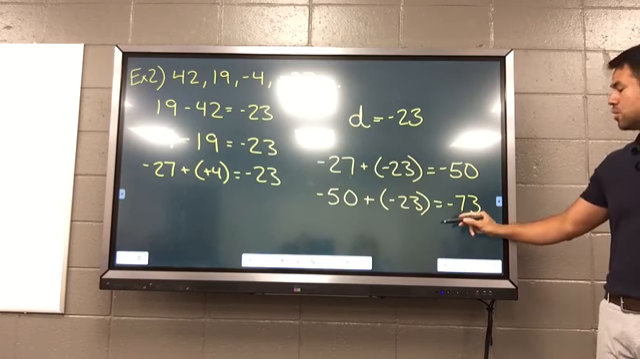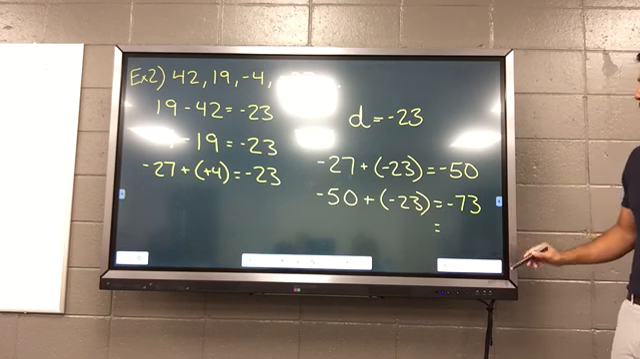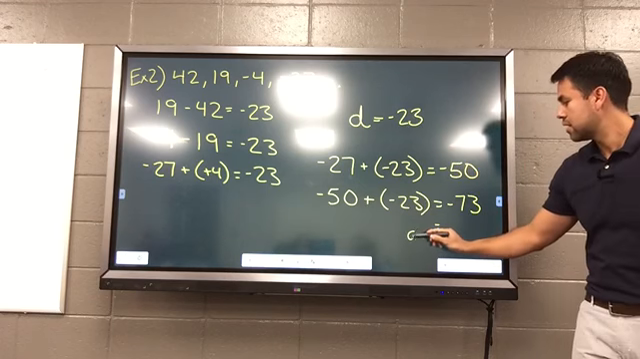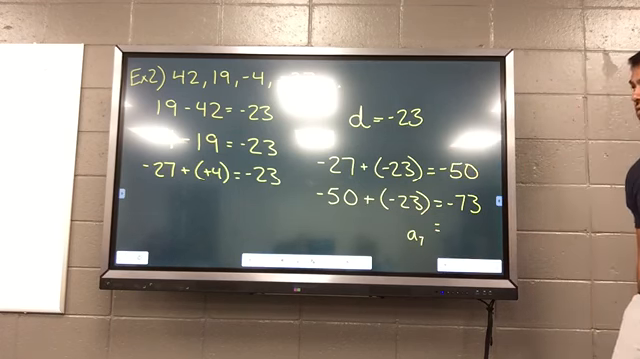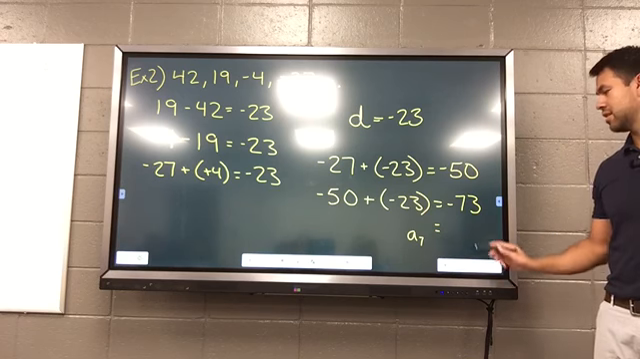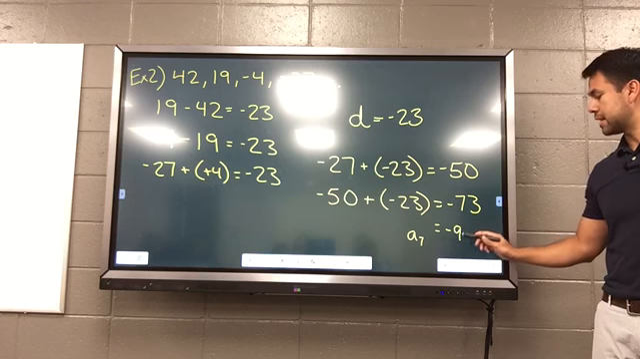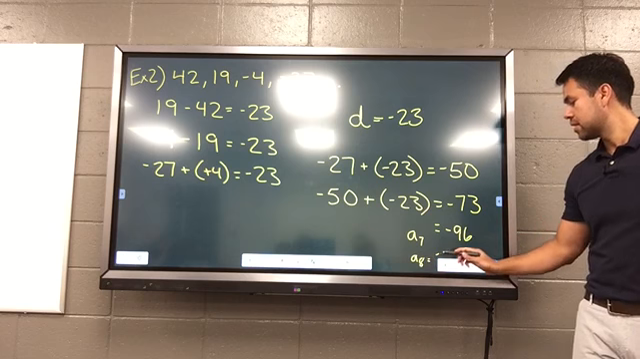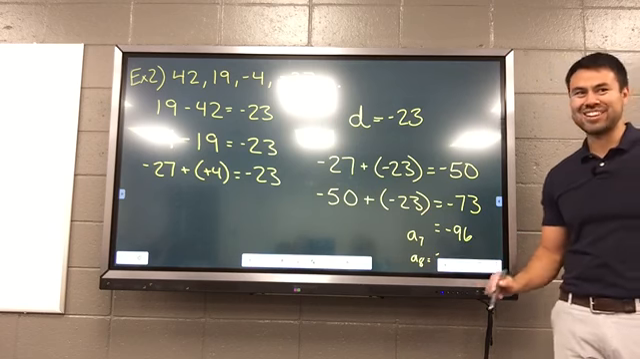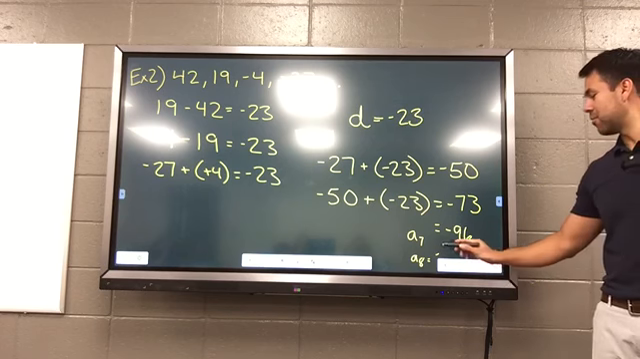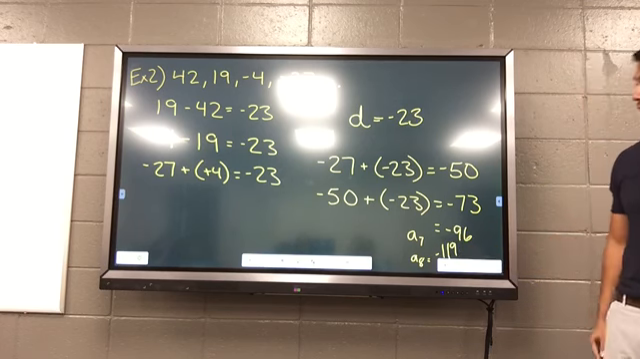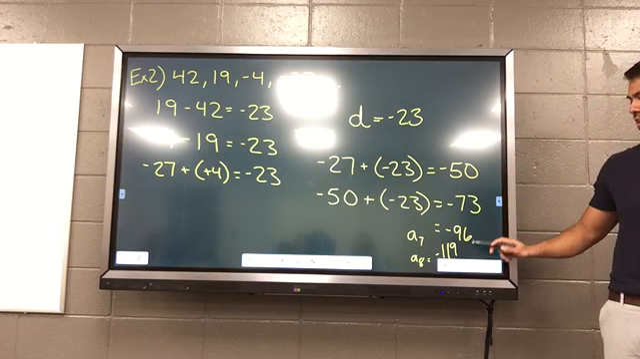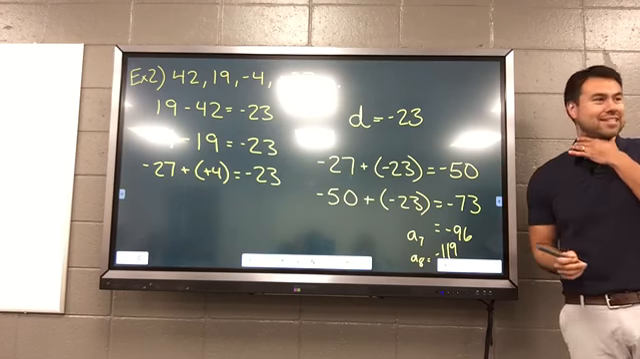What are the next two? How about this? 1, 2, 3, 4, 5, 6. What's a sub 7, I believe, if I'm correct here? What's a sub 7? 96. And then what's a sub 8? 119. Yeah, good. 119. Okay. All right, so how many of you got negative 50, negative 73, negative 96, and negative 119?